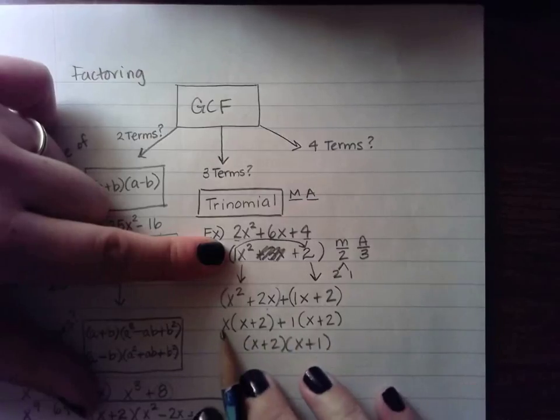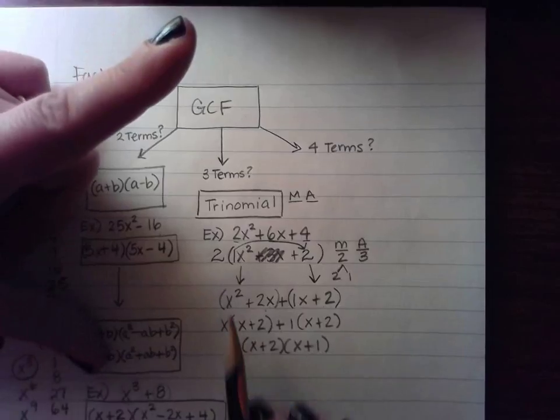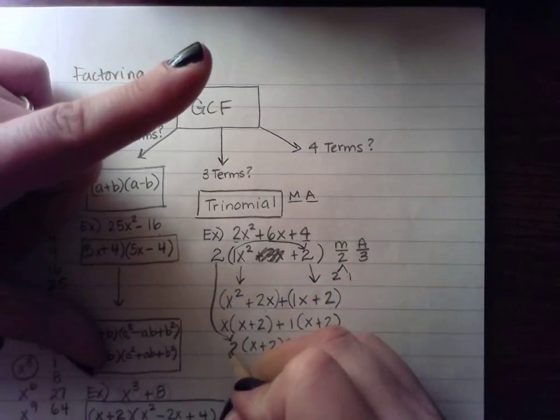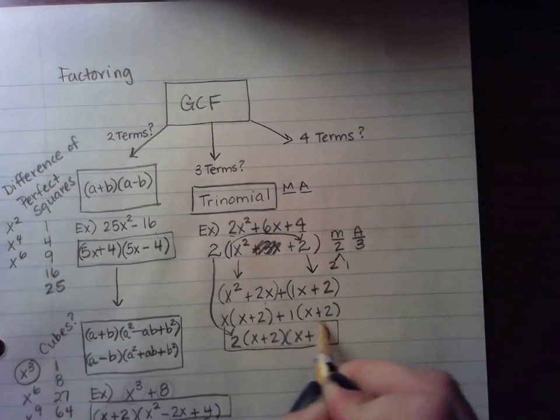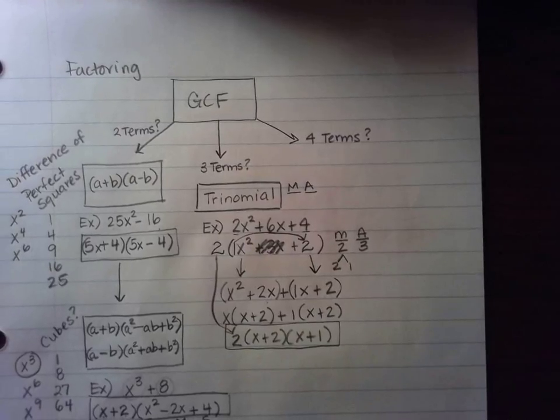We take the terms that are on the outside and create another set of parentheses with a factor in it. Don't forget that 2 that we had out in the front. That comes down and is also part of our answer. That's completely factored now using trinomial method, and we use GCF.